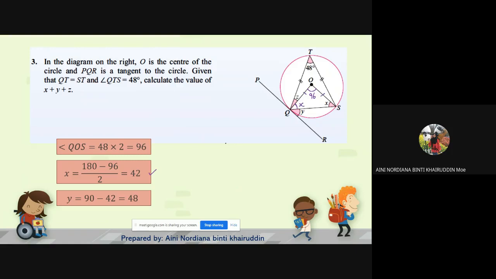Okay. For y, OQ is radius. PR is tangent. So angle here is 90 degree. So y equals 90 minus x. X just now is 42. So 48. Y is 48. Okay, now we want to calculate the value of z.